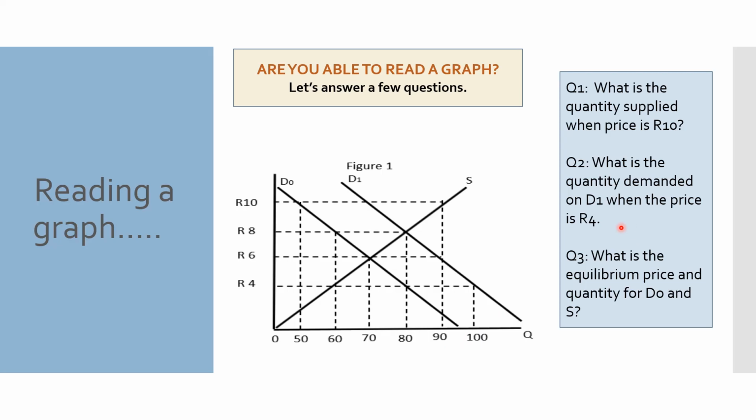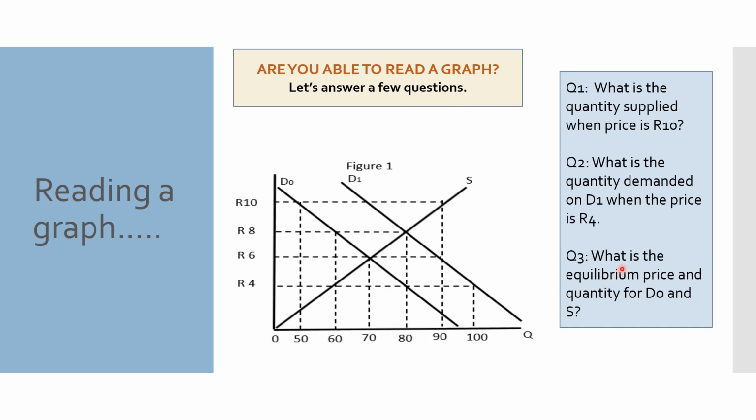Next question, what is the quantity demanded on D1 when the price is 4 Rand? So we've got 4. Now we must watch out because we've got 2 demand curves. All right, so we go all the way along 4. We can't stop at that first one because that's not the correct one. So we go all the way and we drop it down, and there we see it's 100 units. Fairly straightforward if you know what you're doing.